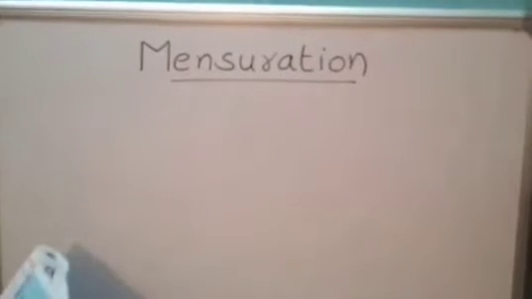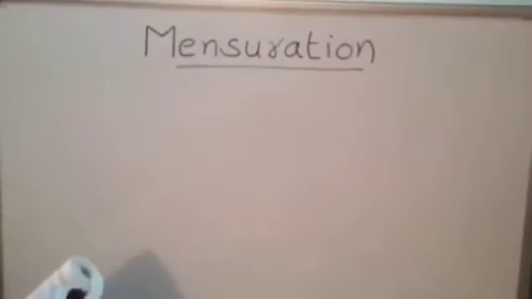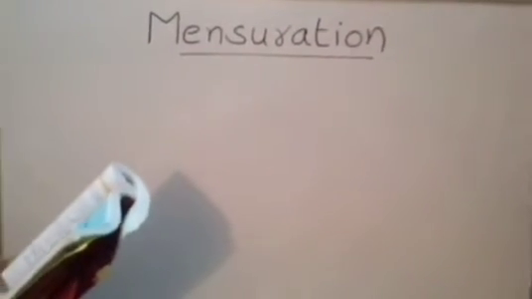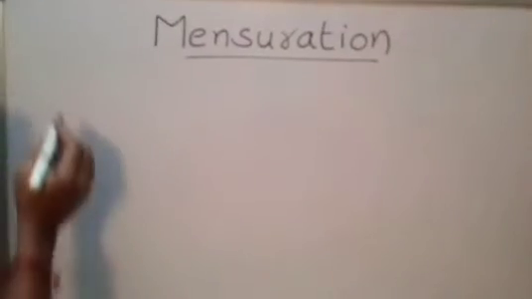The next chapter is mensuration. In this chapter, from the exam point of view, only pages 245 and 246 are there. First we try this on page number 245. First question. Consider the following situations. In each, find out whether you need volume or area and why.